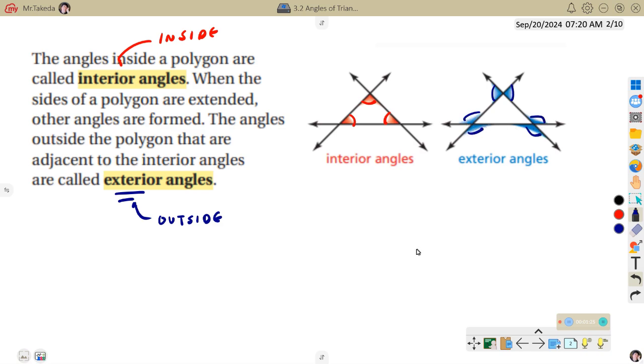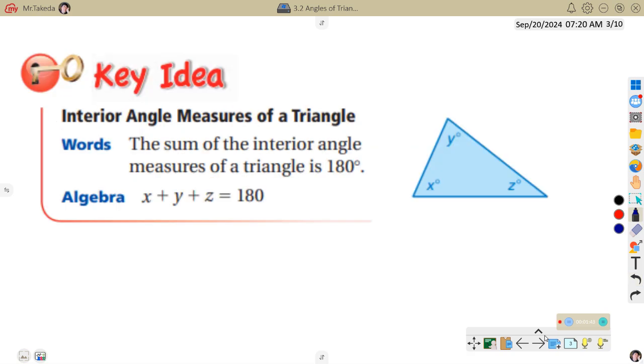All right. So keep that idea in mind. We have exterior angles created with lines that intersect, not just like a regular triangle, but when lines intersect. So we're talking about lines here forming triangles. Okay, so let's take a look at our first big idea here.